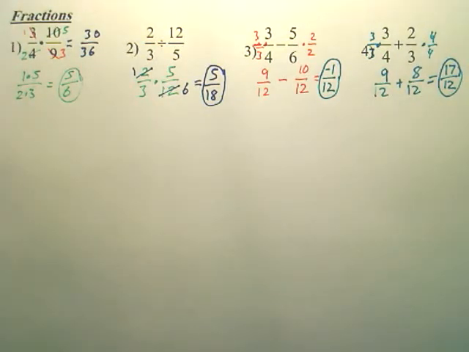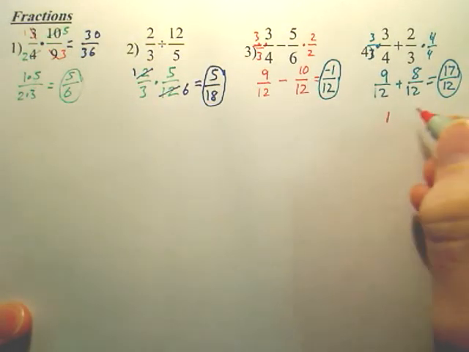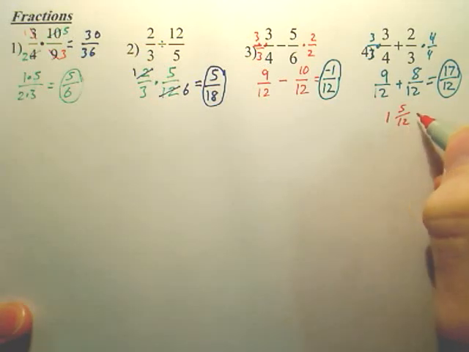If you want to, you could go one step farther. How many times does 12 go into 17? Once, with a remainder of 5 out of 12. 1 and 5/12.